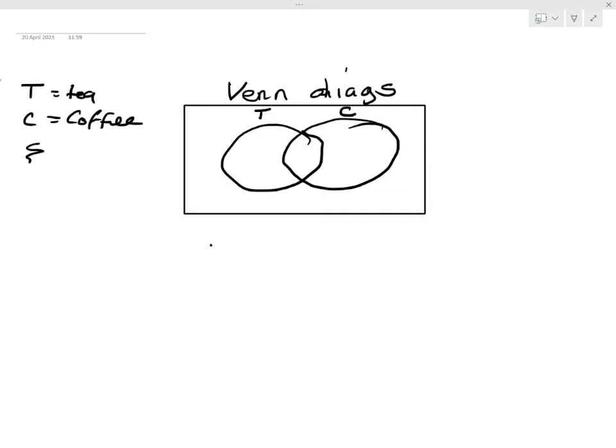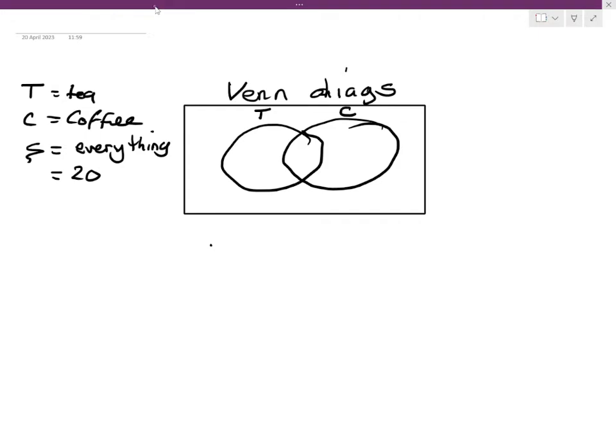Now we've got this sort of Greek letter chi, and that means everything. All the people we ask, all the data all together, and we'll say that equals 20. So we ask 20 people whether they like tea or coffee, and the people that like both will go in the middle. Then we'll have 12 people that like tea only, 5 people that like coffee only, and 1 person on the outside who we must include who doesn't like tea or coffee.